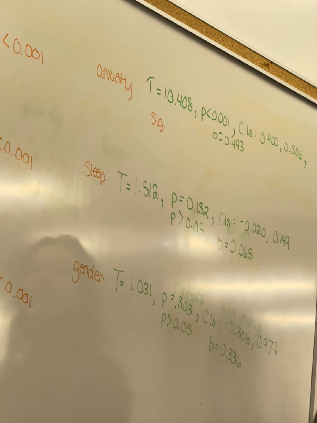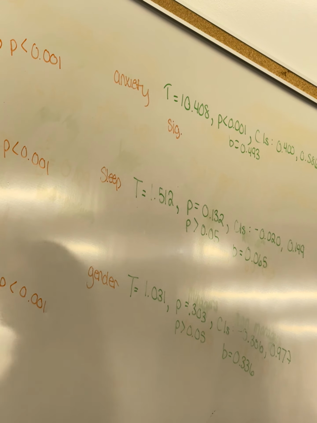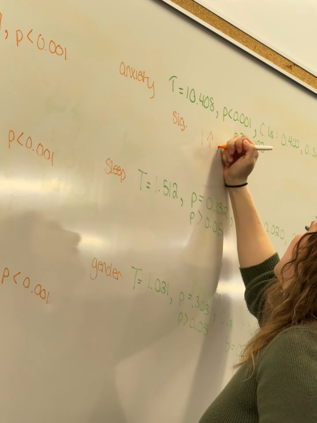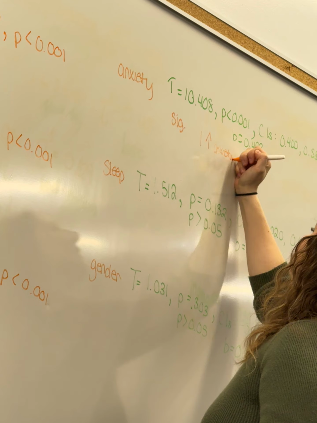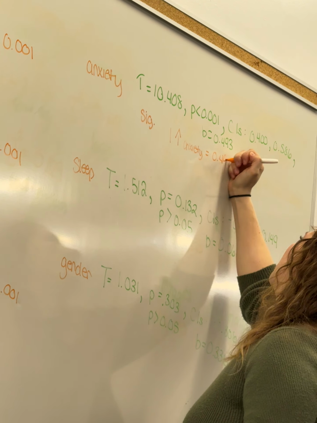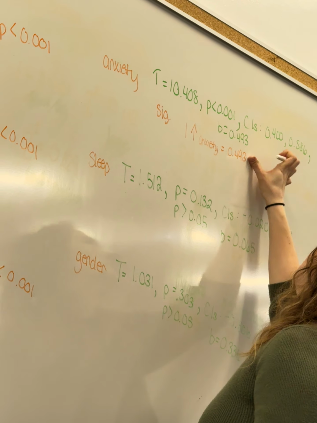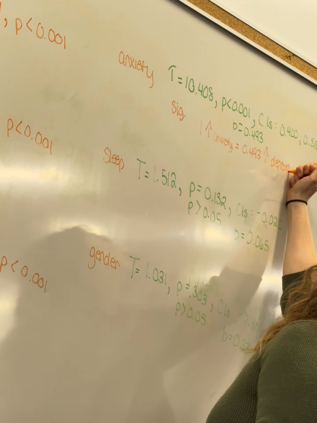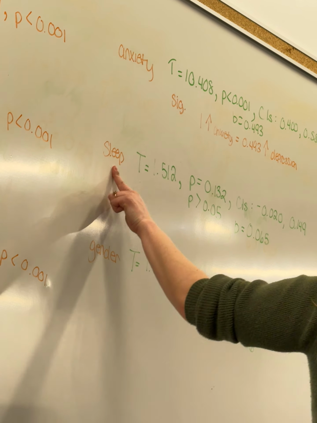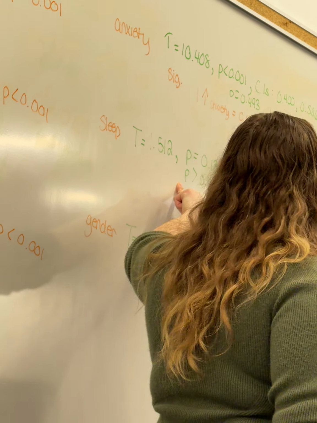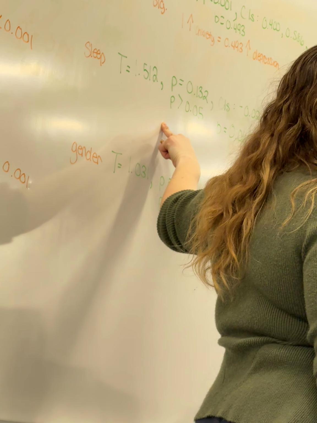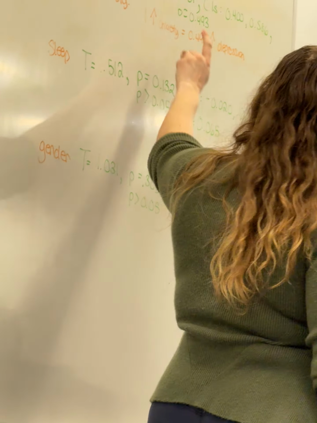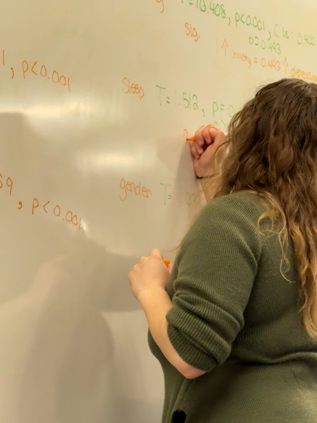Depression is our outcome. Right now we're looking at anxiety as our independent variable. So 1 point increase in anxiety equals 0.493 increase in depression score. Okay? Next one. Sleep. T and P. Is it a significant predictor? Nope. P is greater than 0.05, right? So unlike this, it's not statistically significant. So it's non-significant.